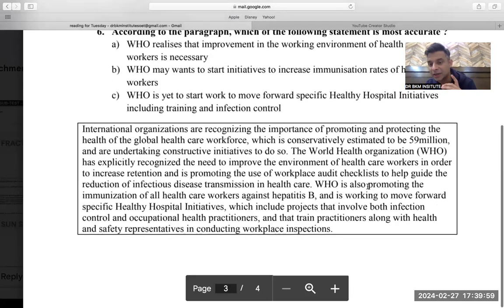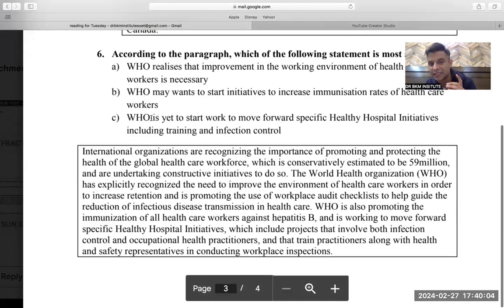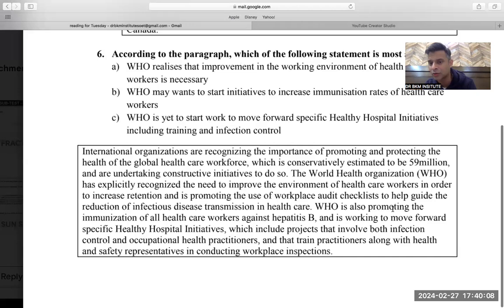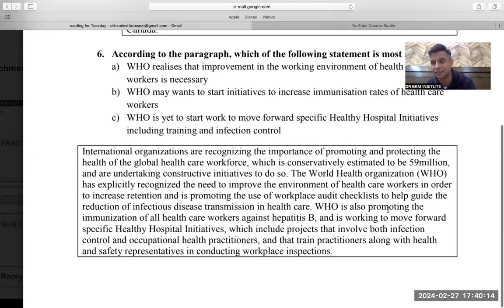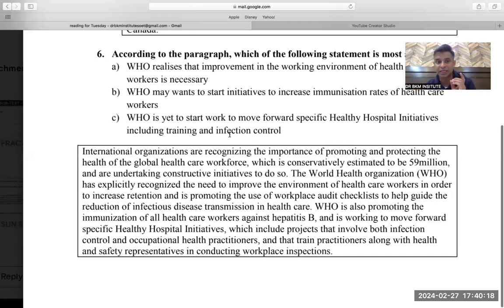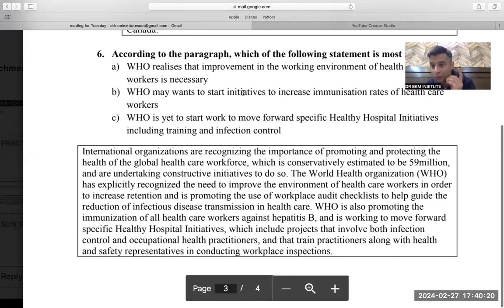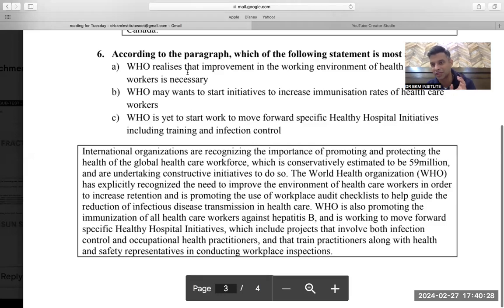They were saying WHO is promoting the immunization of health workers, and the option is saying WHO is yet to start work. They are saying WHO is promoting, already promoting. So the difference was in the tense: it is yet to start. No, it has already started. So you eliminate this option. That is what you need to understand. May want to start initiative. No, WHO is already promoting, has already recognized the need to improve, is already doing it. So you eliminate these two options and this becomes your answer.